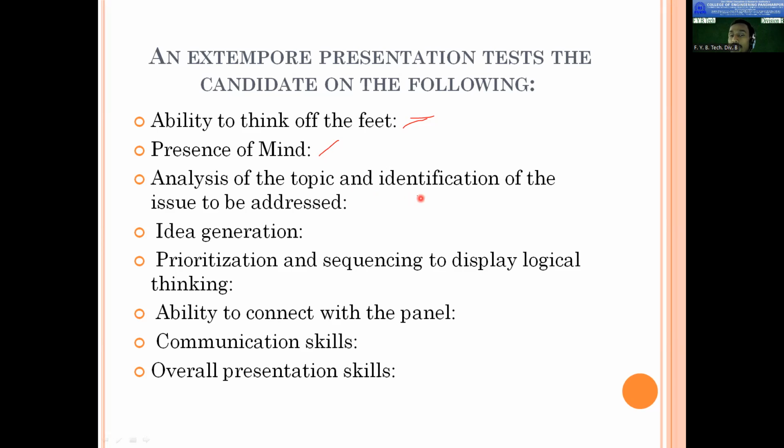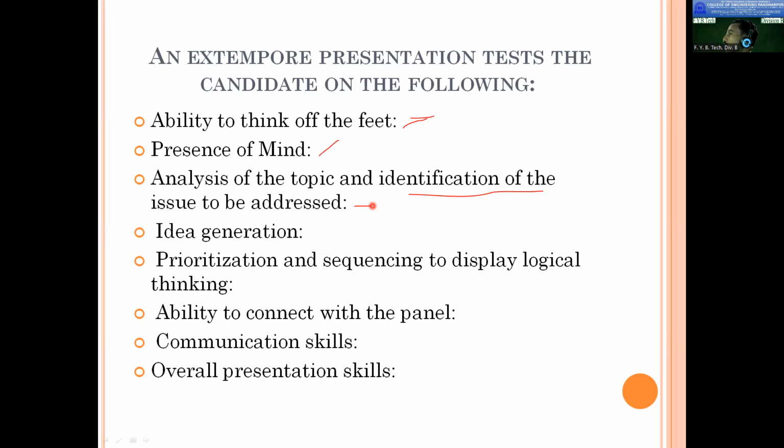Analysis of the topic and identification of the issue to be addressed. So which topic is given? Quickly analyze this topic. What can I speak about the topic, what does this topic present, which issue, which information can I present on this topic, that you have to think.